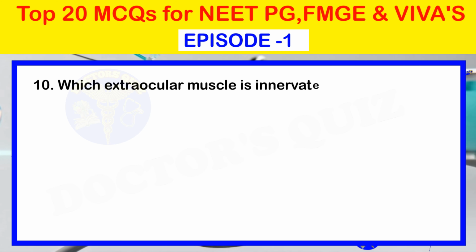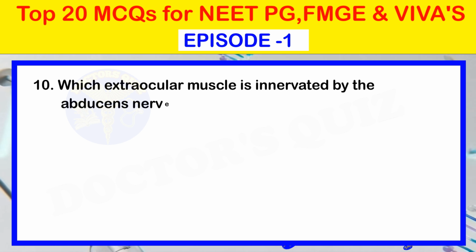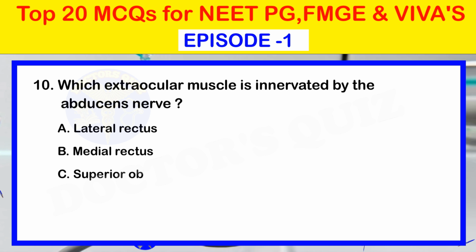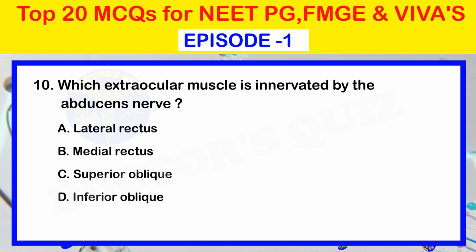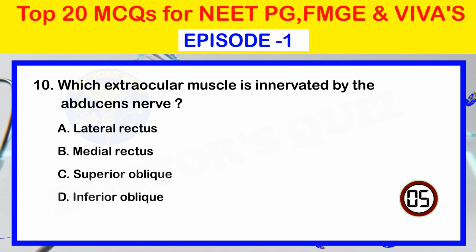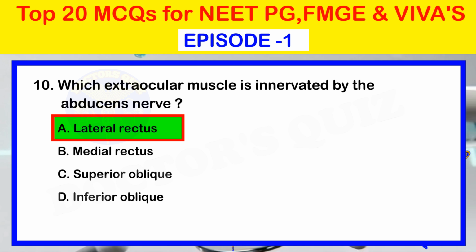Which extraocular muscle is innervated by the abducens nerve? Options are lateral rectus, medial rectus, superior oblique, or inferior oblique. Answer is option A, lateral rectus.